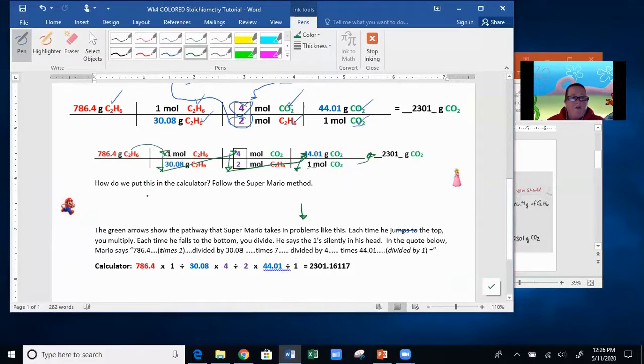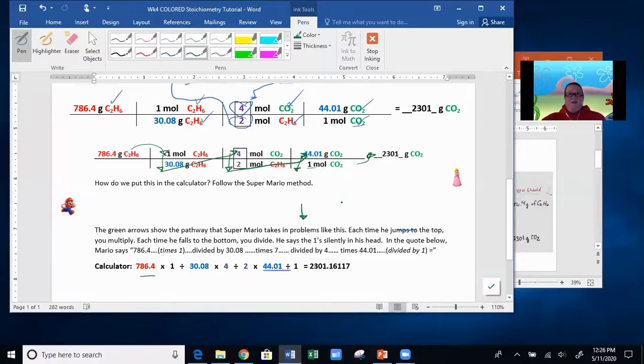So we would type in 786.4 times 1 divided by 30.8 times 4 divided by 2 times 44.01 divided by 1 equals. So we can do that in one swoop. We only hit the equal sign once, and we get 2,301 grams of carbon dioxide. So this was just a visual.